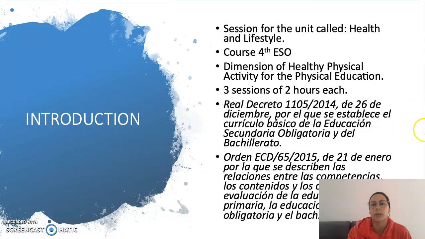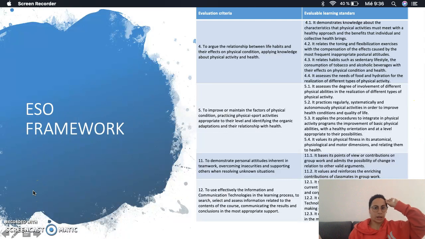Following the Real Decreto, I've chosen the 4 evaluation criteria that are related with the dimension of physical activity for health. With evaluation criteria number 4, we will use different journals and websites about physical activity and health that allow the students to take advice and check different aspects of how to keep healthy by doing regular exercise.